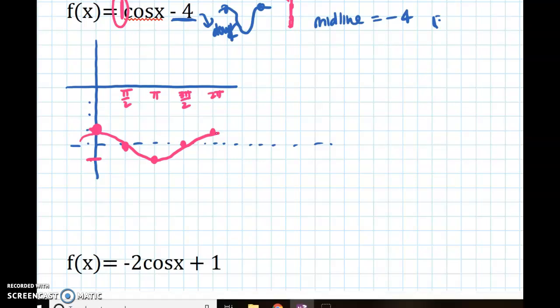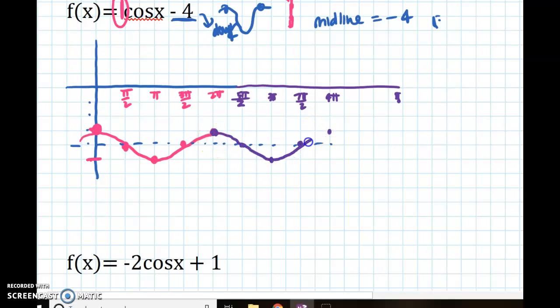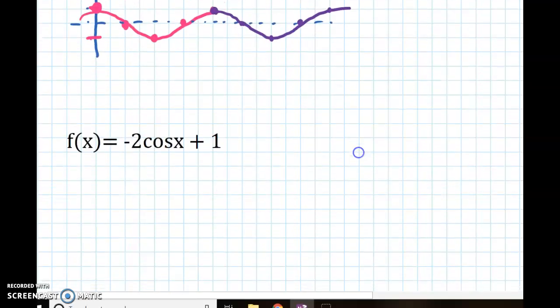And again, you can repeat the process. And on your assignment today, it tells you to graph 2 periods. So 5 pi over 2 is the next one. And then 3 pi. And then 7 pi over 2. And then 4 pi. And again, your second period just starts where your first period left off. So you go to the middle, and then down to the bottom, and then back to the middle, and then up to the top. And that would be a second period. And you could graph a third period or a fourth period if you wanted.